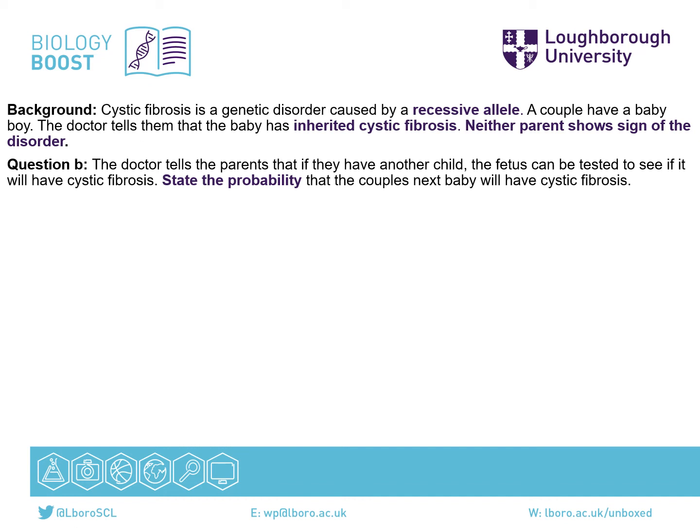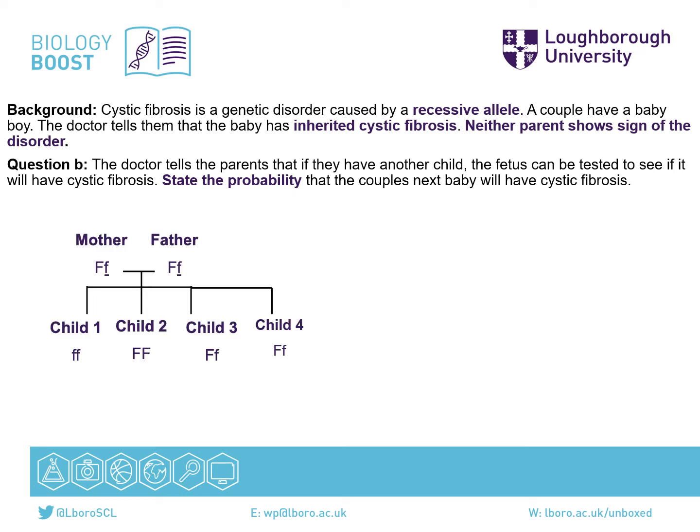So this question follows on, and it states that the doctor tells the parents that if they have another child, the fetus can be tested to see if it will have cystic fibrosis. They want you to state the probability that the couple's next baby will have cystic fibrosis. So following on from question A, you should have constructed a diagram that looks something similar to this, but with more genetic diagram properties. However, this makes it simple to view to answer this question.